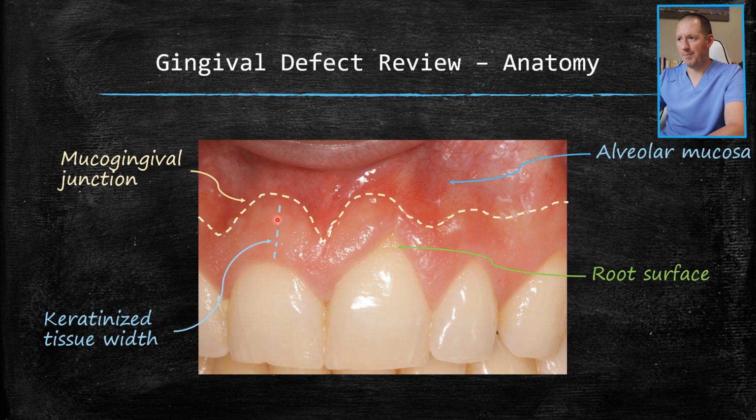You can see this nice band of pink tissue. It's a little more pink. Oftentimes it's stippled, doesn't have to be, but typically it's kind of stippled. You see these little dots in the gum tissue here. This is what we call keratinized tissue. It has keratin inside of it.